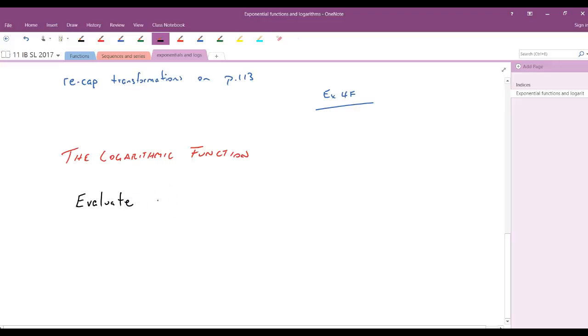So firstly, we shorten logarithm or logarithmic to log. So we're going to have a look at how to evaluate what this means here. This says evaluate the log of 8 to base 2. The log of 8 to base 2. Okay, now what does that mean?